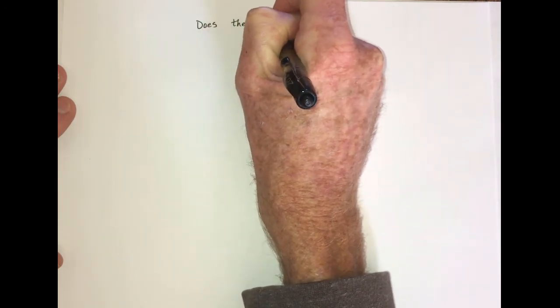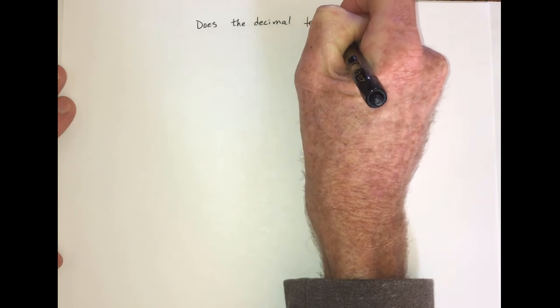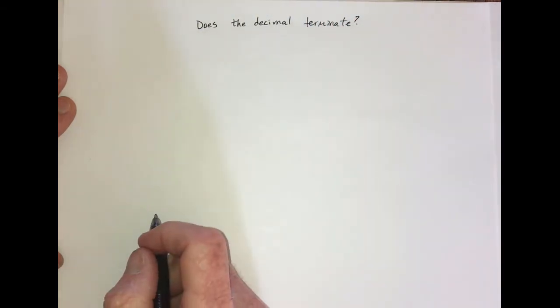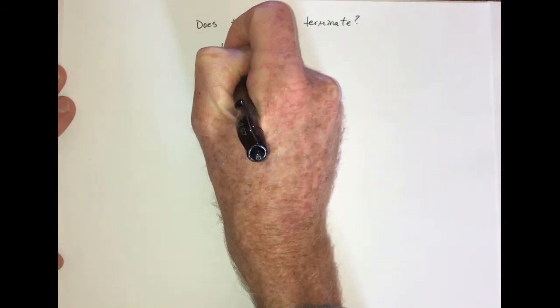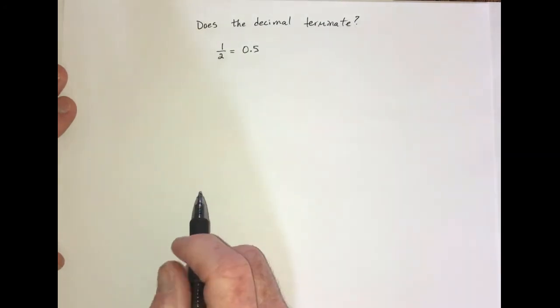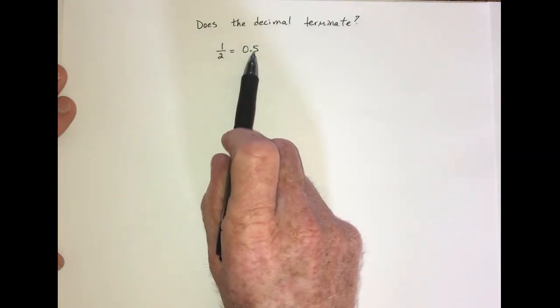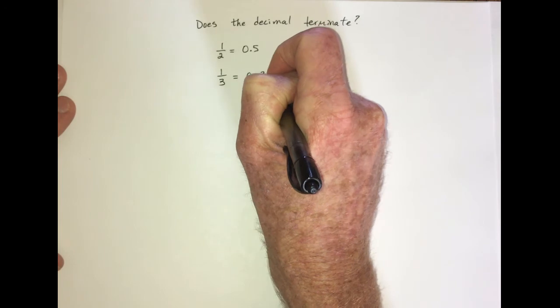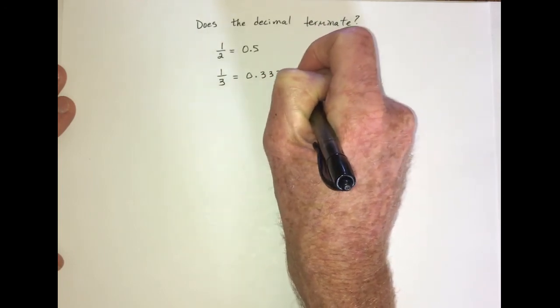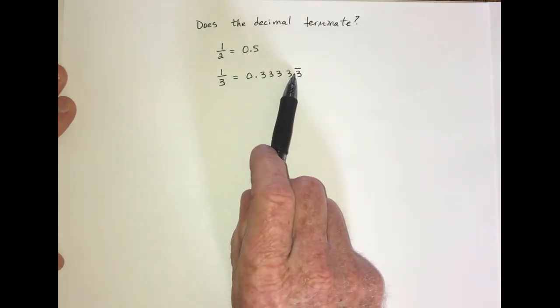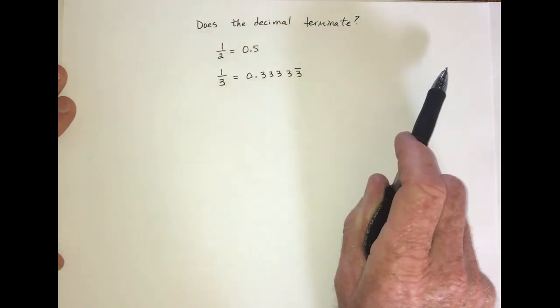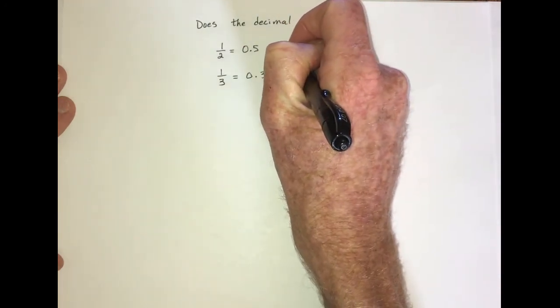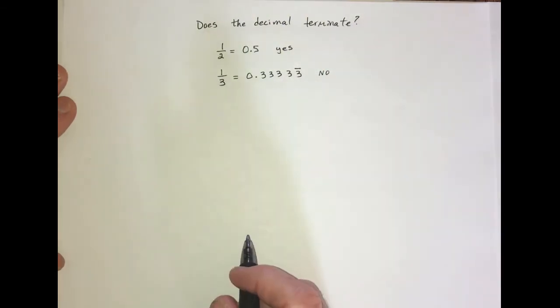And now on to the last idea of this section. Does the decimal terminate? Or in other words, does the decimal end? So for example, 1/2 is equal to 0.5. So right here, the decimal stopped. So what about 1/3? 1/3 is equal to 0.333, and the 3's go on forever. One way to say that the 3's go on forever is you put a little line over it, meaning the 3's keep going forever. So for 1/2, the answer is yes, it terminates. For 1/3, no, it does not terminate.